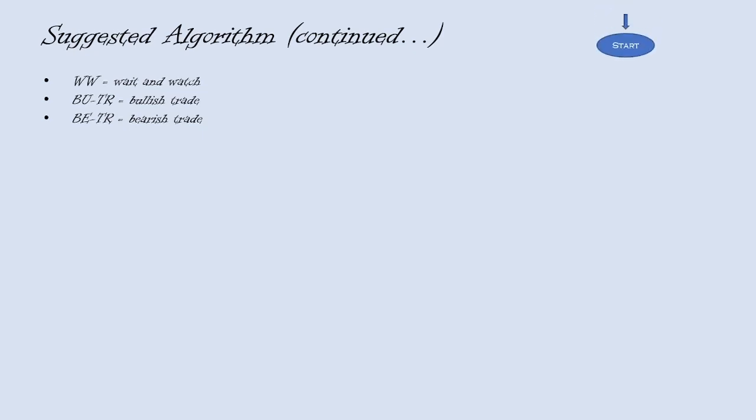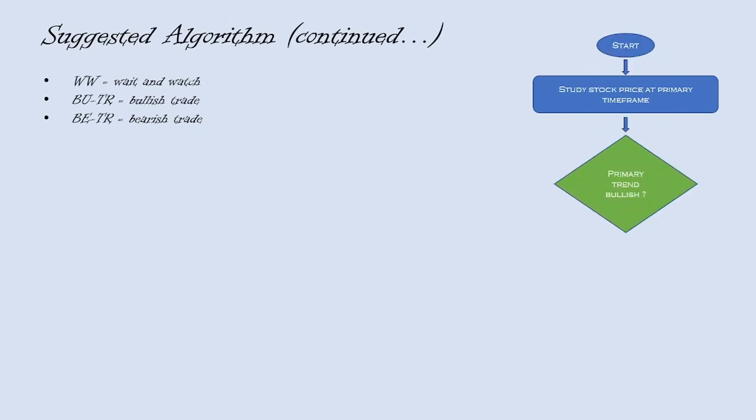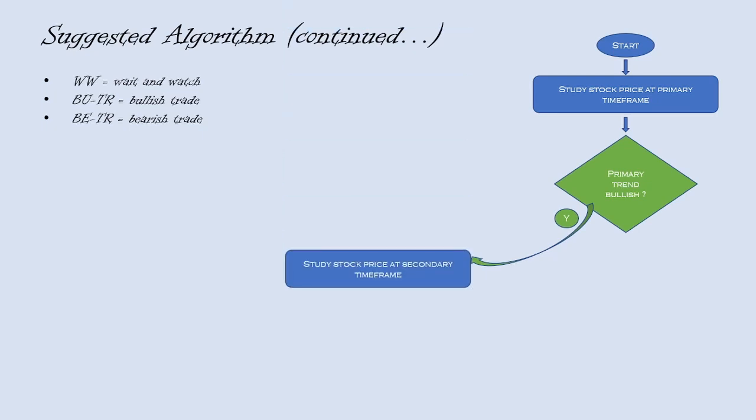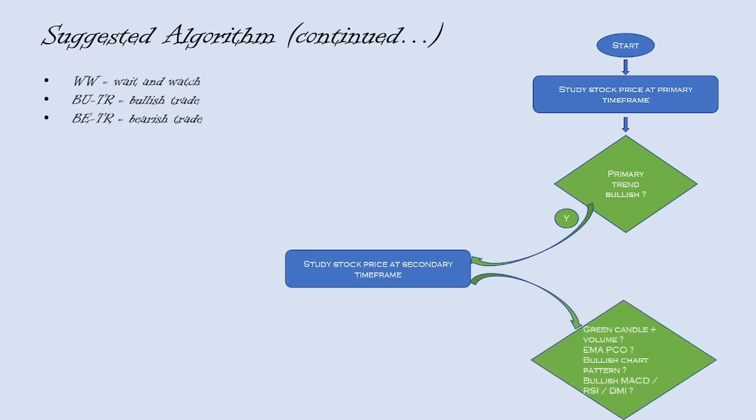Okay, so you start and you study the market at the primary time frame. Okay, and you ask whether the primary trend is bullish. If the primary trend is bullish, if the answer is yes, you proceed in one way. If the answer is no, we'll come back to that. Okay. If the answer is yes, study the stock price in the secondary time frame. Okay. Once you study the stock in the secondary time frame, ensure that you have all the bullish reversal signals.